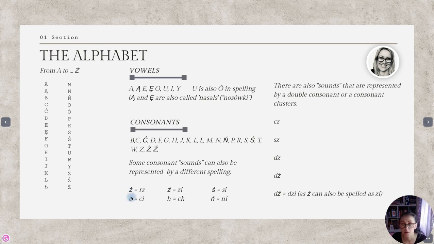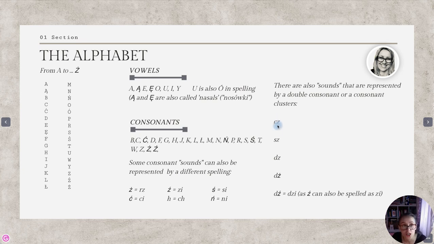Ć, as I mentioned in a previous lesson, take the accent, make it I, and you will have Ci, right? Ć. Ś, Si. H and CH, it's not Ch in Polish, it's H, the same pronunciation. S accent Ś, N accent Ni, okay? So we also have, as you know, some sounds that are represented by adding letter Z dot or Z accent. So let's look at them.